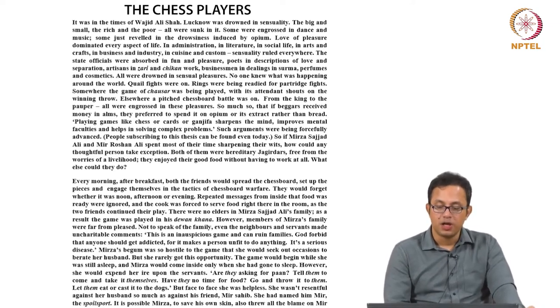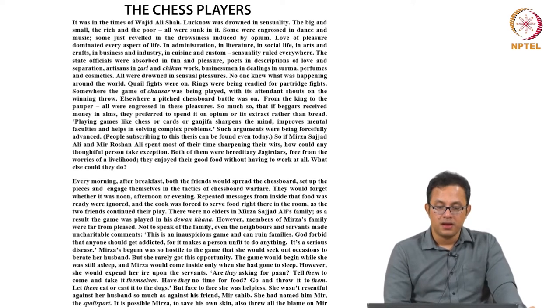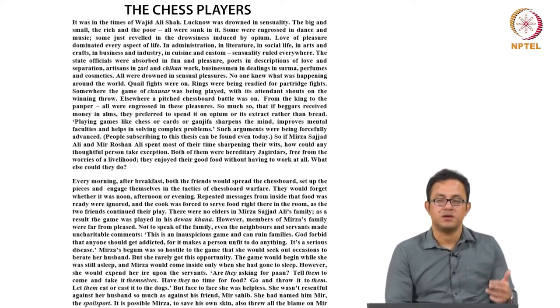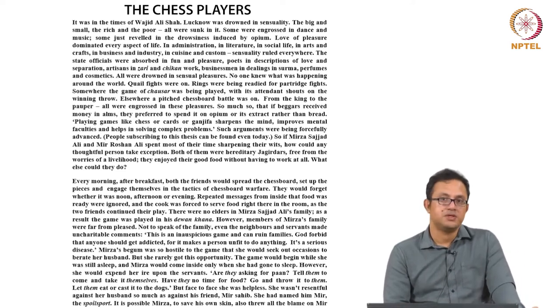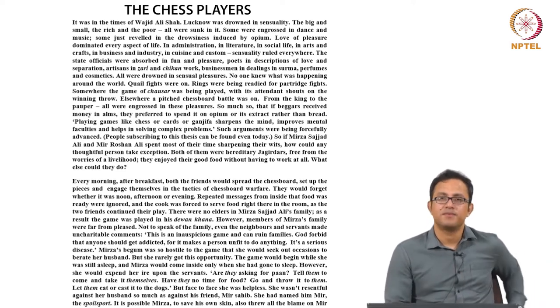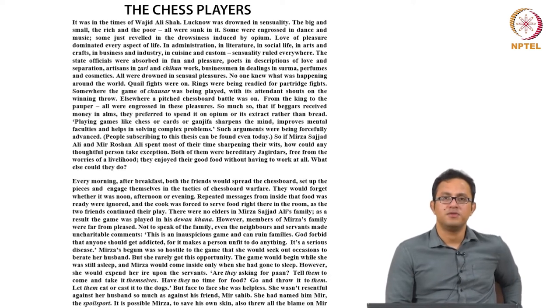And then we're told love of pleasure dominated every aspect of life. So, hedonism was the only principle around. In administration, in literature, in social life, in arts and crafts, in business and industry, in cuisine and custom, sensuality ruled everywhere. So that was a meta narrative, right? In administration, in politics, in art, in culture, in business, in industry, everywhere, people were just interested in finding pleasure, in enjoying pleasure. So it became a complete economy of enjoyment rather than any economy of responsibility or productivity, right?